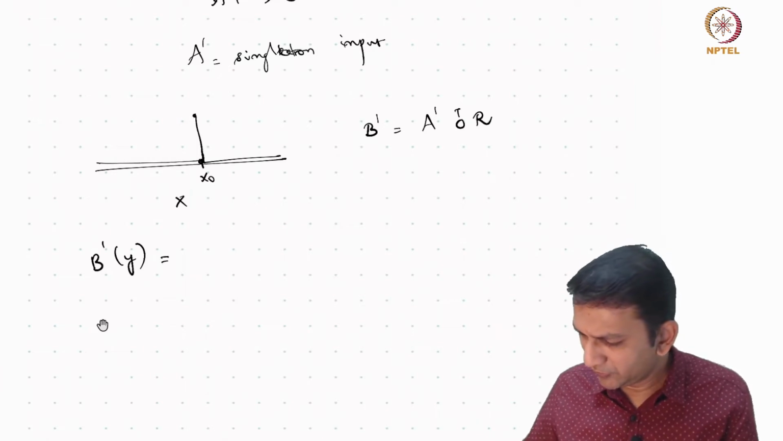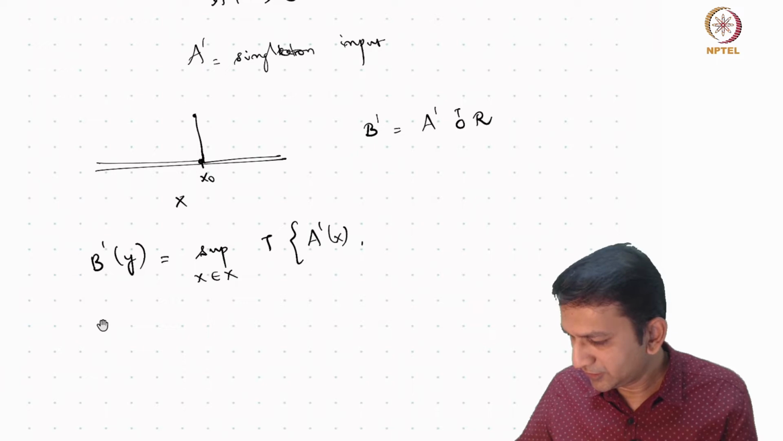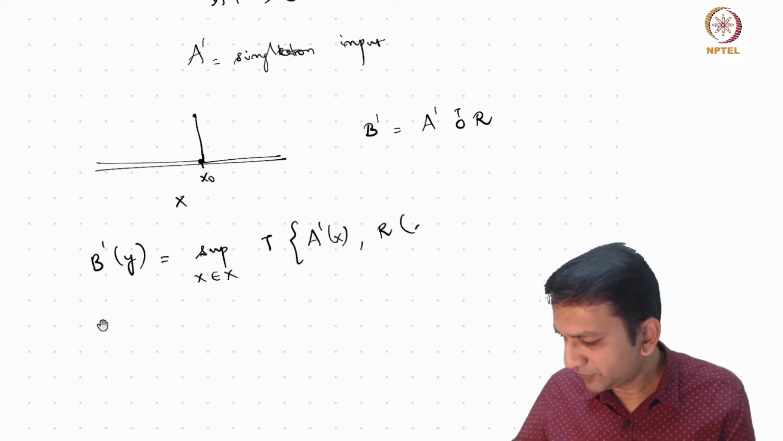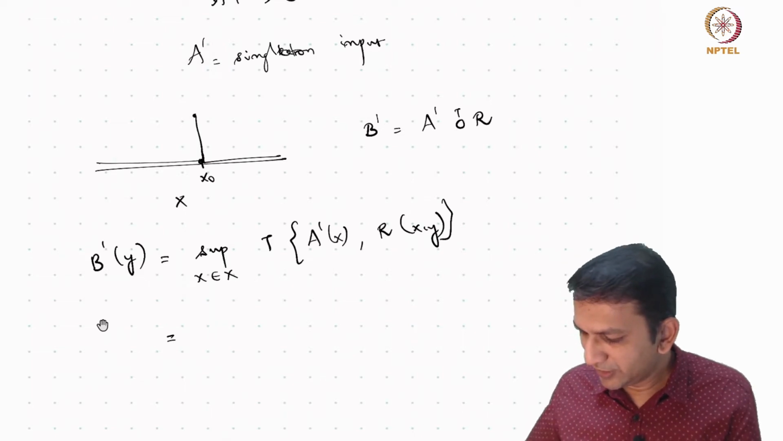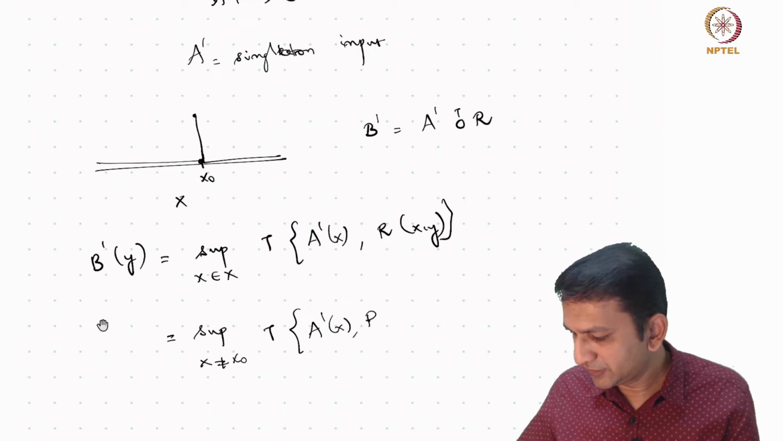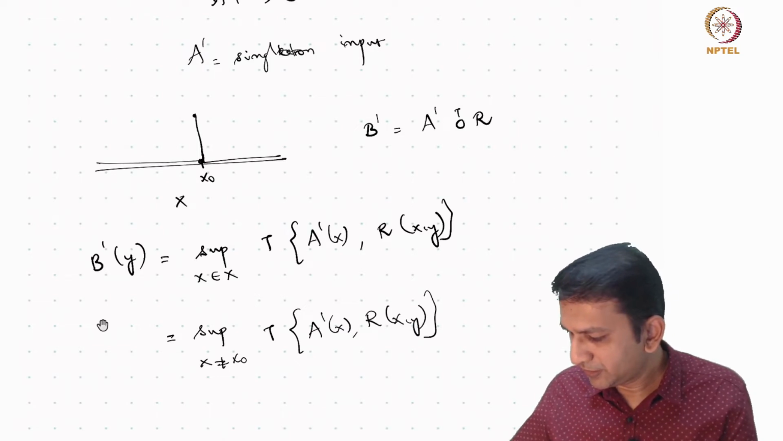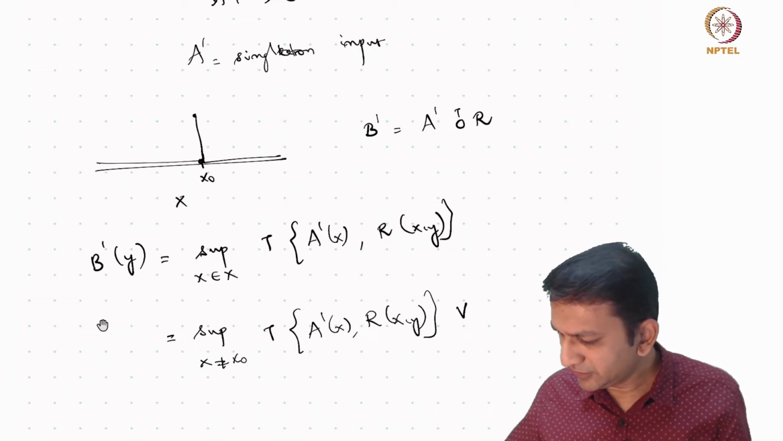So at a particular point it will look like this: supremum x element of X, T of A dash of x, comma R of x, comma y. Now what we can do is write it like this: the supremum over x not equal to x0, T of A dash of x, comma R of x, comma y, joined with the max when x is equal to x0. So when x is equal to x0, it is T of A dash of x0, comma R of x0, comma y.